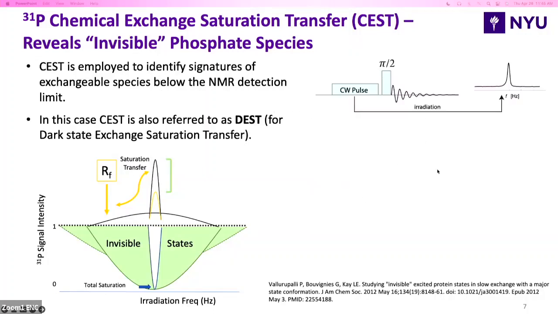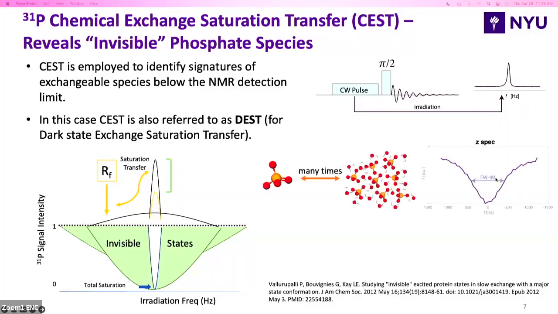We achieved the phosphorus test by saturating a selected region in the spectroscopically invisible region of the spectrum, followed by the detection of the visible signal, which is in exchange with the species below the NMR detection limit. And these experiments were repeated with different saturation frequencies across the complete spectral region to allow us to scan the whole spectrum for the potentially exchanging species.